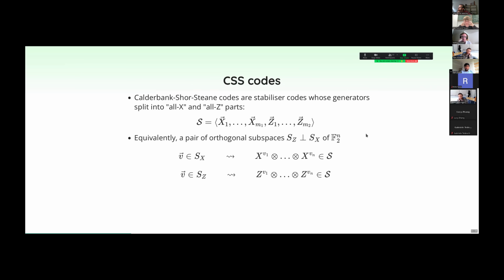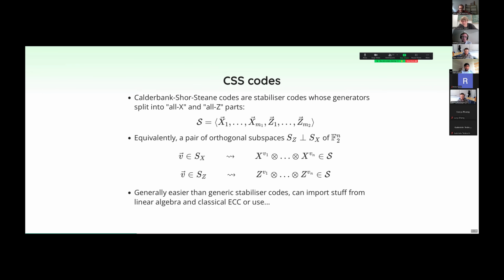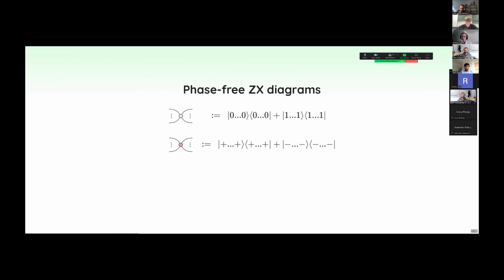And these are quite convenient to work with because it's equivalent to having a pair of orthogonal subspaces of the two-element field, so orthogonality captures the fact that these things need to commute, and these things act like subspaces to capture the Pauli multiplication. Right, so the reason these are easier is because we can import stuff from linear algebra, classical error correction, or use phase-free ZX diagrams to talk about them.